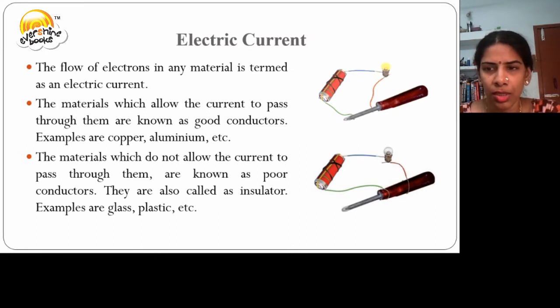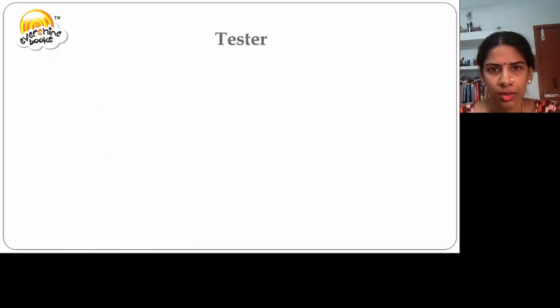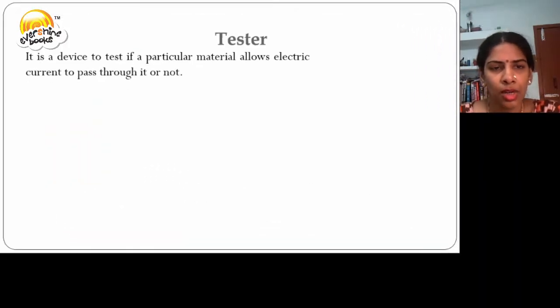In the picture you can see, first it has been connected to the iron rod. It is a metal which is a good conductor of electricity and so the bulb glows. Whereas on the other hand, the handle is made of plastic and hence it does not glow. There is no current passage in the plastic. Tester. It is a device to test if a particular material allows electric current to pass through it or not.